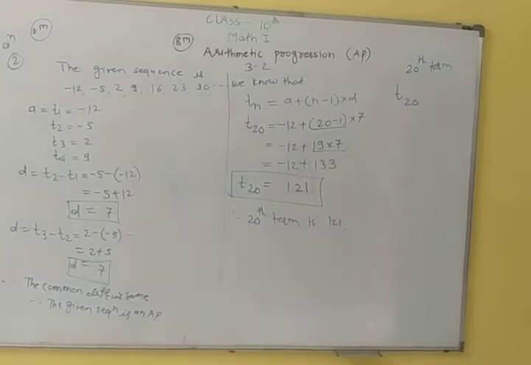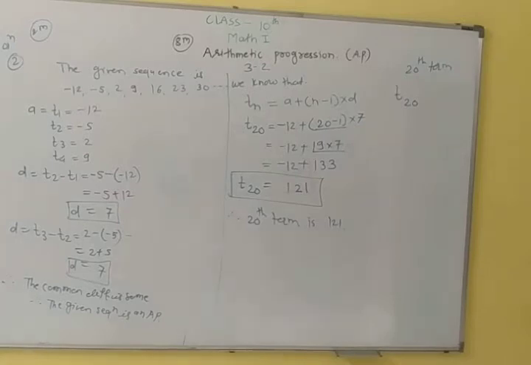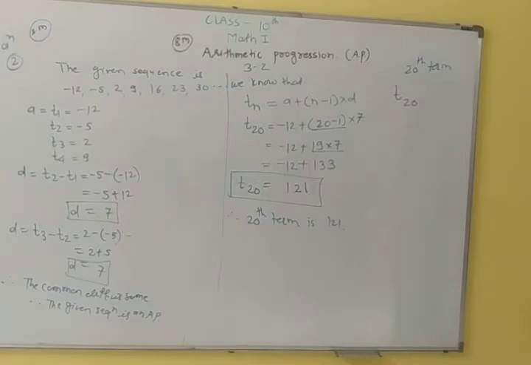Okay, then third problem, fourth problem. In third problem, find 24th term. Same method. Again, fourth problem, find the 19th term. Same problem, same method. Fifth problem is find the 27th term of the following AP. Same method.